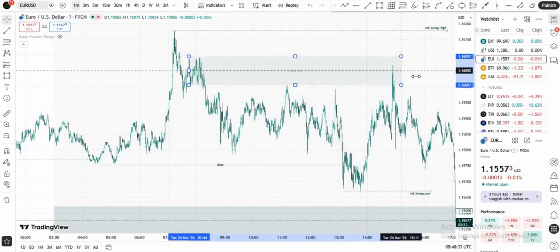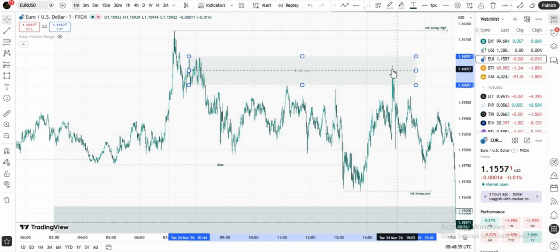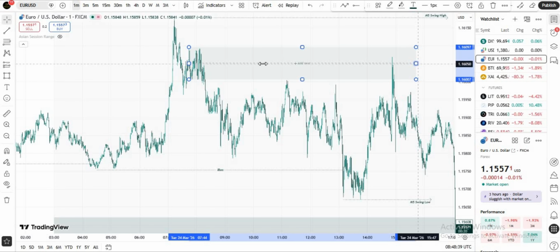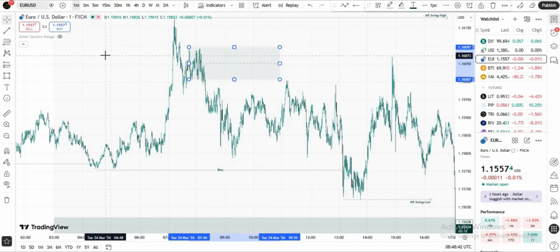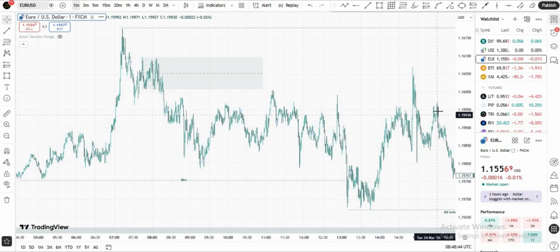And that's what price really did. Right? Price moved up and reacted on that block before going down. But here is where I got my sell position. Remember, I talked about imbalance, just talked about imbalance.